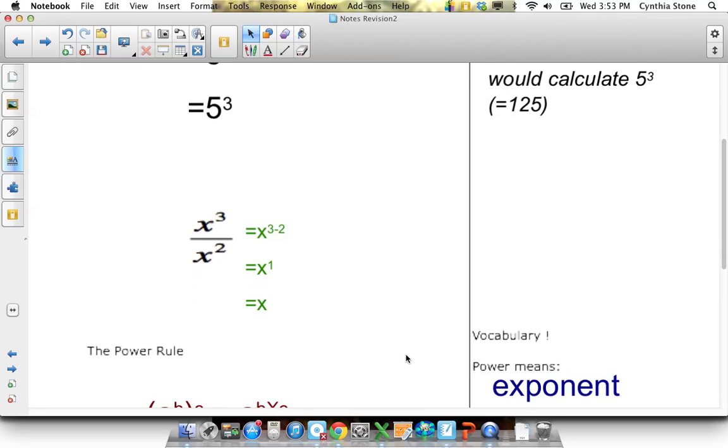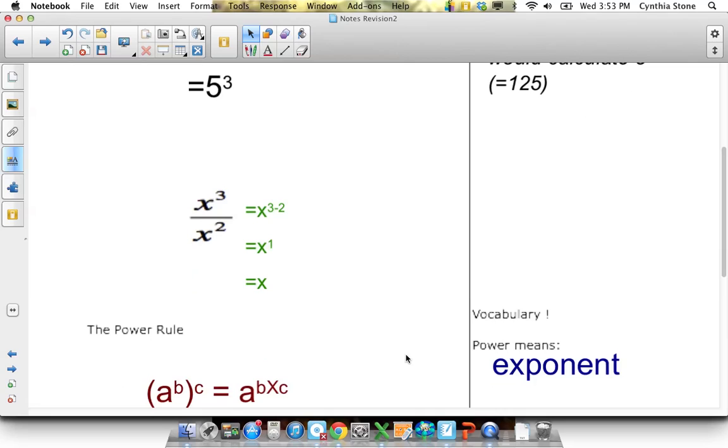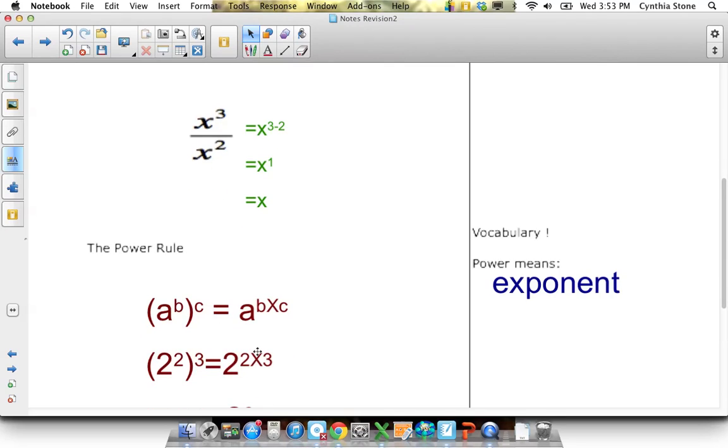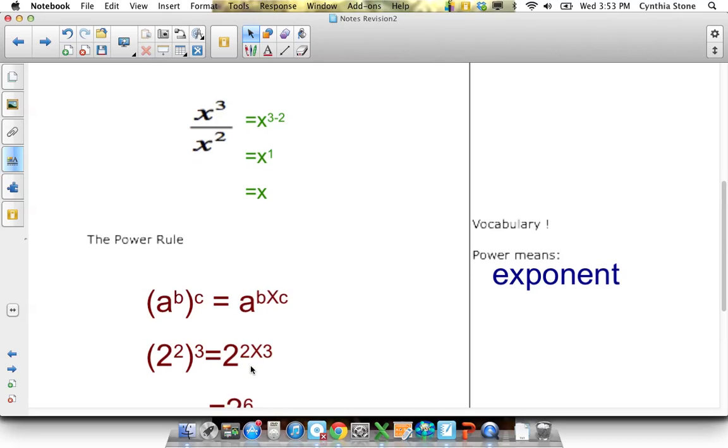Okay, power rule. Remembering that power means exponent. So what if you had some base to an exponent, and then that whole thing was to an exponent? You could express that as a single power, because this isn't the most simplified way to do it. This is. And that x there is a multiply, your b times c at the top. So it kind of makes sense. Just to give you a numbers example, if I had 2 to the exponent 2 all to the power 3, it would be equal to 2 to the power 6.